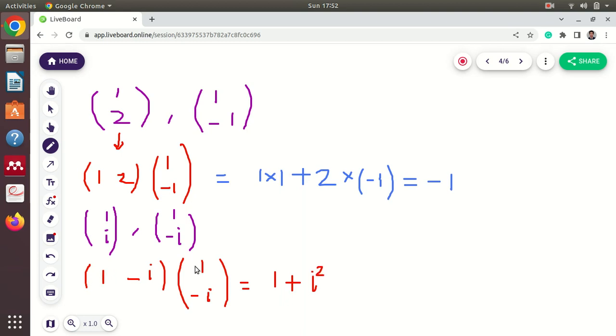So 1 into 1 will be 1, and minus times minus will give plus, and i into i is i square. But i square is nothing but minus 1. So 1 minus 1 will become 0. Therefore, you can see here we don't have any 0 in the vectors, but still we get the answer equal to 0. So we will shortly see what property this is. But now you get an idea how we can make a product or inner product of two vectors or two column matrices.